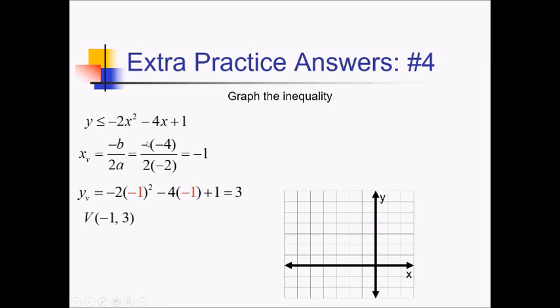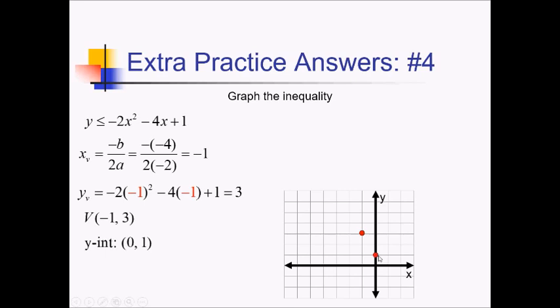I'm going to graph that in a sec. Let me just look at my inequality, though. We have an equals in the inequality, so this is going to be a solid dot at -1, 3, right there. And let me also graph the y-intercept to get another point. That's going to be this +1 constant, this c value, so 0, 1. And that's going to be right here.